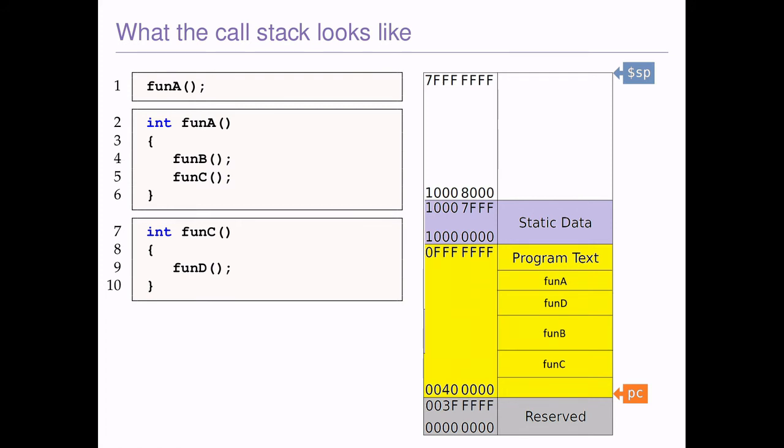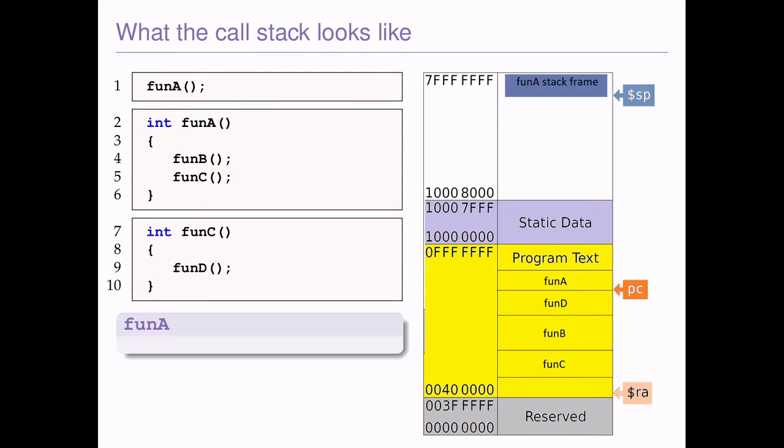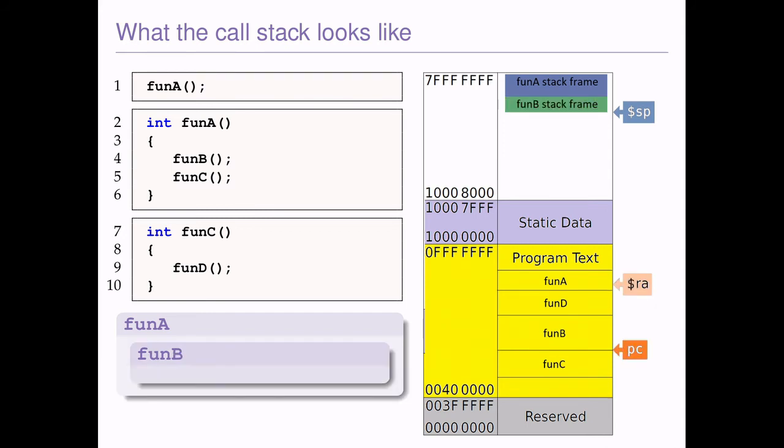So what would happen if we ran this? Well, first we create a stack frame for function A, and then the stack pointer would be incremented to the bottom of that, and we would then call function B. And we need to create a stack frame for that.